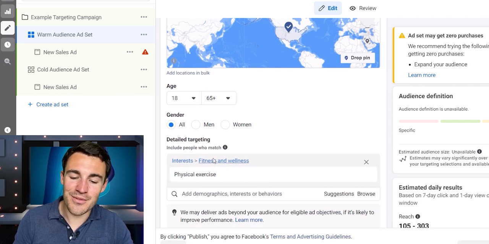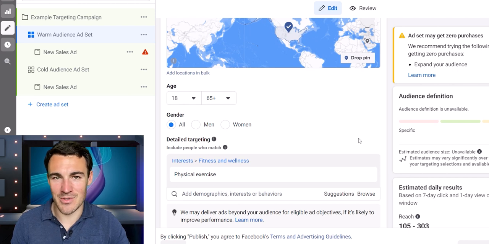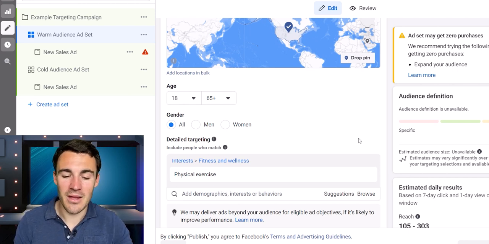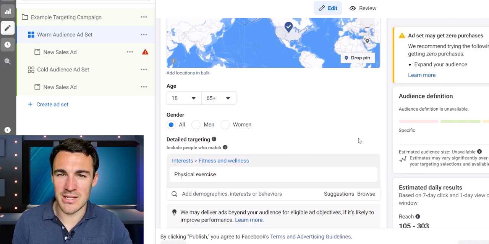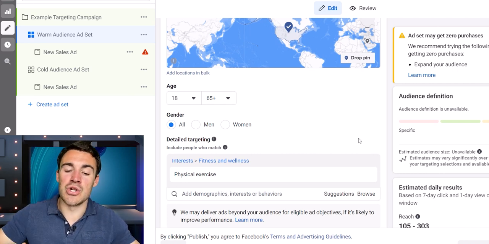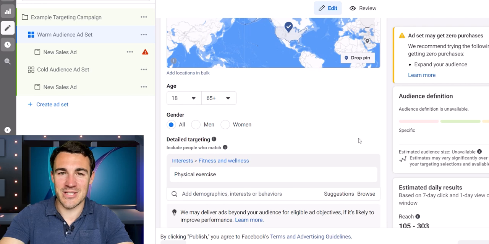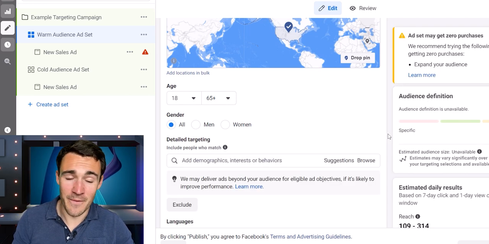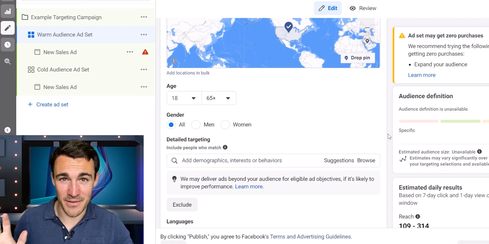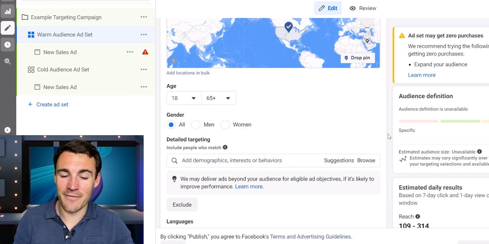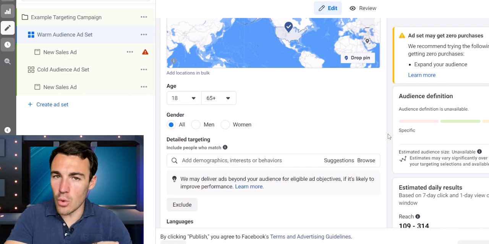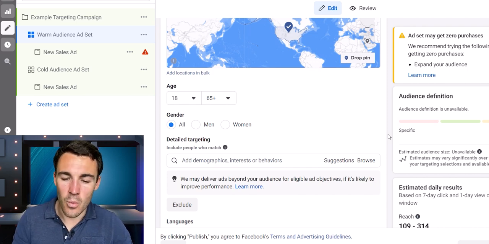Now, we know that these interests are not as accurate as we'd like them to be. There's recent data suggesting that they're inaccurate 30% of the time. Someone could easily be interested in physical exercise in real life and just not make it into that interest category within Facebook and Instagram. Anyone that has visited your website, for me, that more than says enough that they're interested in what you have to offer. Therefore, you absolutely want to remove all detailed targeting options, all the time, with any warm audience ad set.